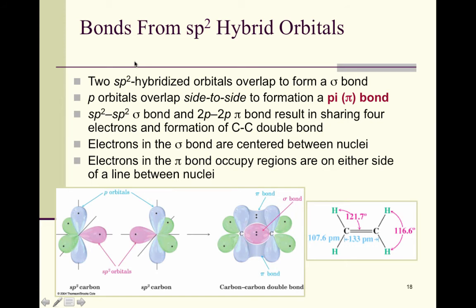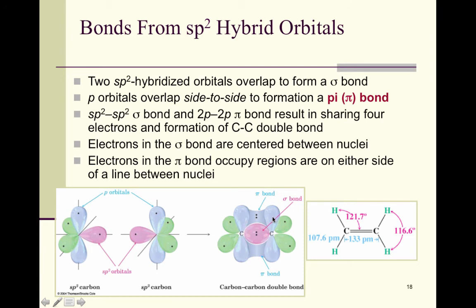All right, let's take a look at the text here. Two sp2 hybridized orbitals overlap to form a sigma bond. P orbitals overlap side to side to form a pi bond. We now have an sp2. Take a look at this, guys. sp2 bonded. This isn't a minus sign; this is showing a bond line. An sp2 sigma bond and a 2p pi bond result in the sharing of 4 electrons, and we get a carbon-carbon double bond. Electrons in the sigma bond are centered between the nuclei. Electrons in the pi bond occupy regions on either side of a line between the nuclei, and you can see that right here.